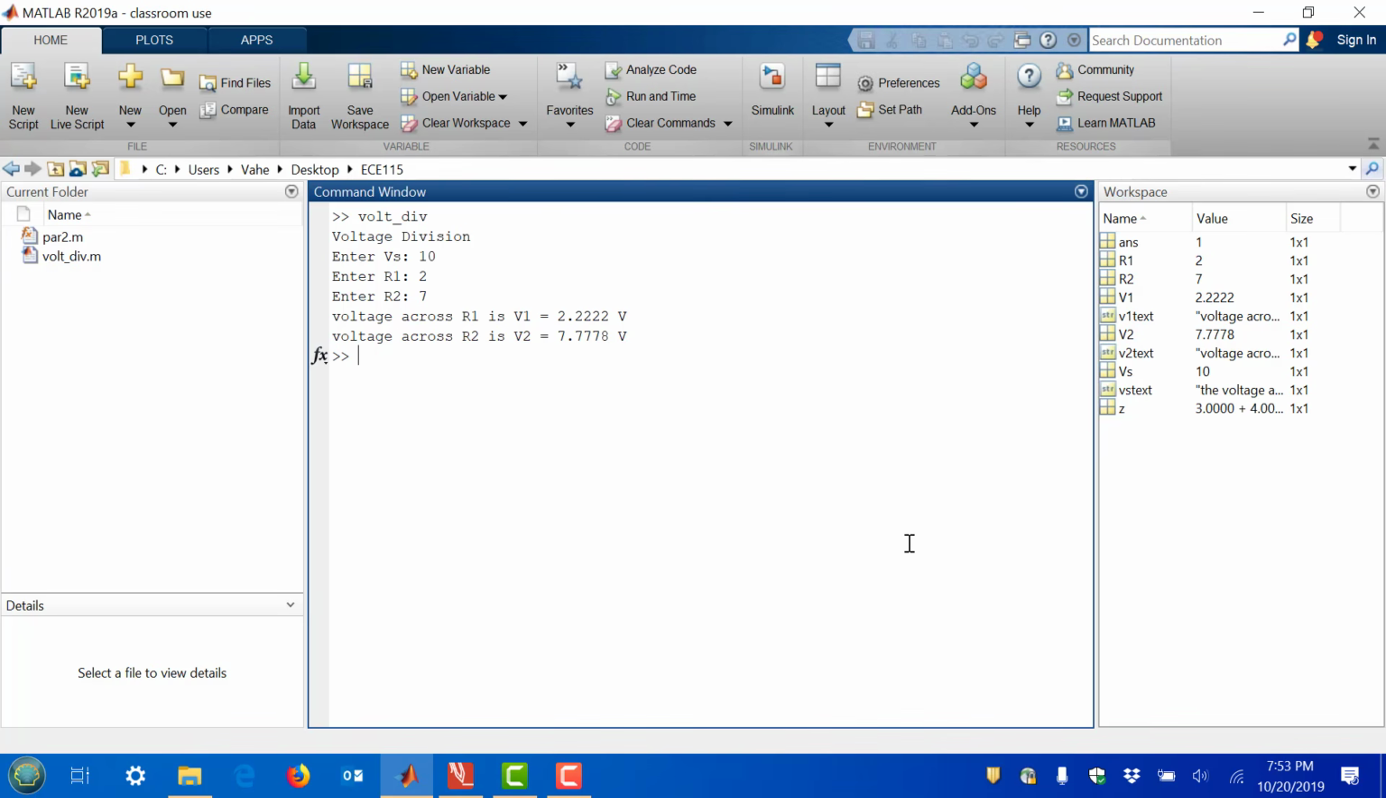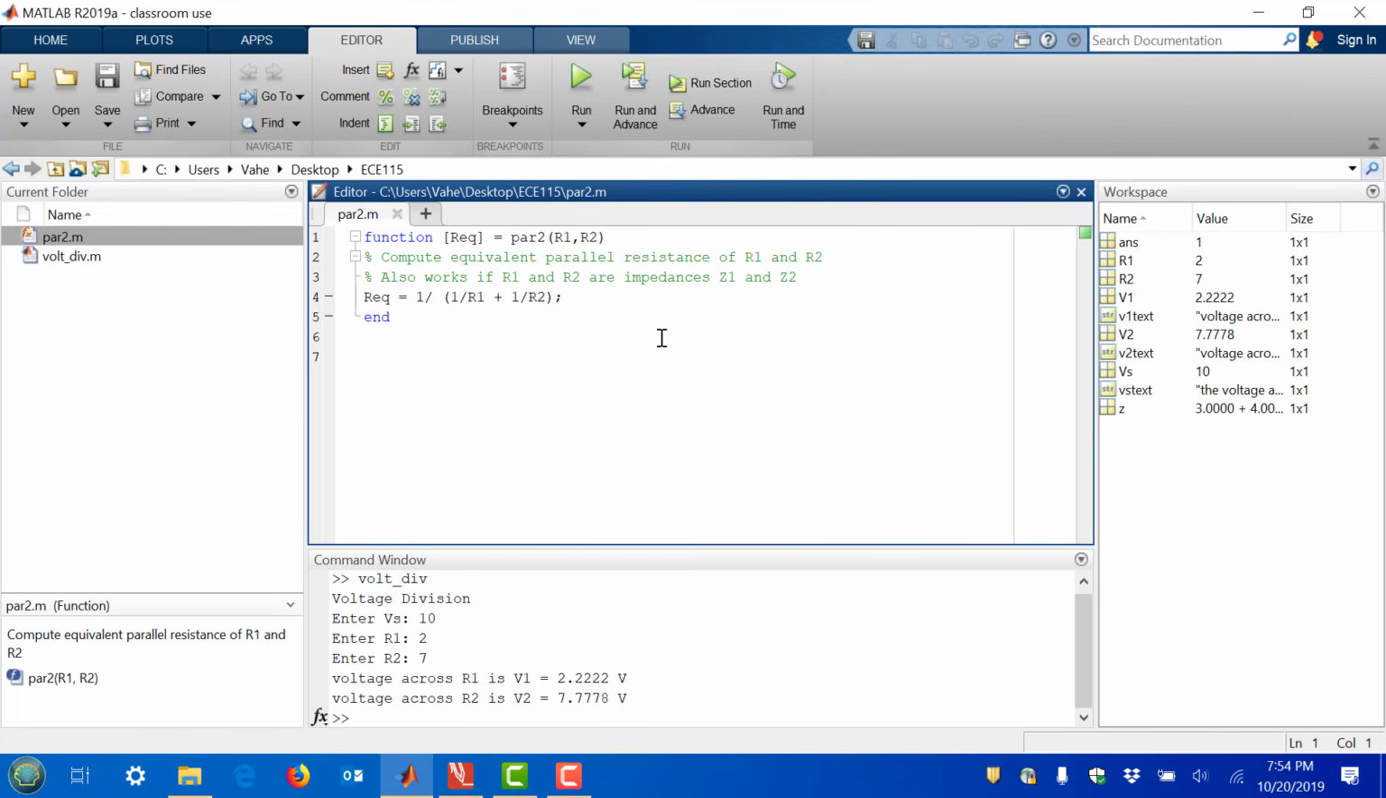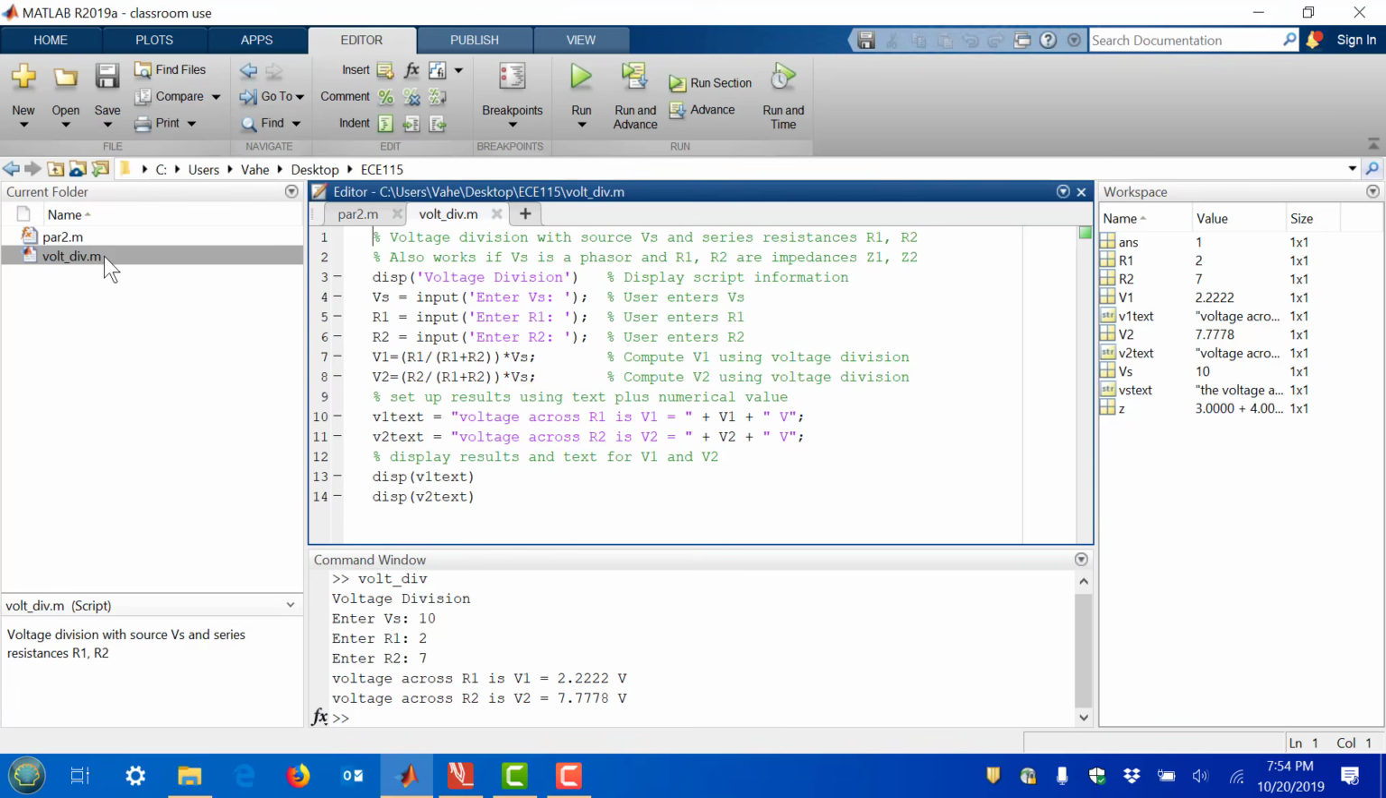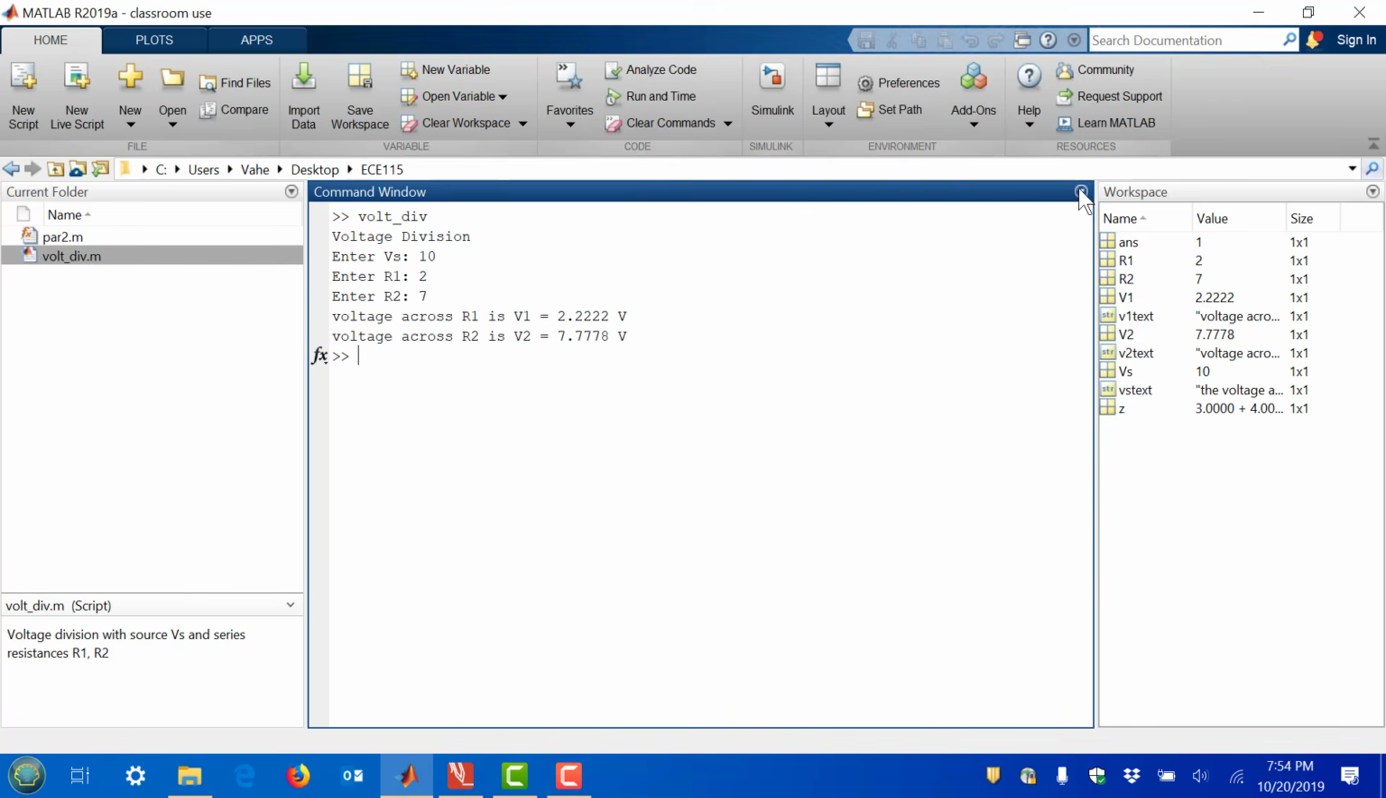Now, here's something else. Just like what I showed you with the parallel combination function, which was originally written, let's take a look at how it looked. This was originally written for R1 and R2, but it works for Z1 and Z2 as well, provided you put in complex numbers. Same goes with this voltage division. It works for VS, R1, R2, but it also works if you have a phasor VS and R1, R2, or Z1, Z2 for that matter. They can be complex. So these things work just fine with complex numbers.